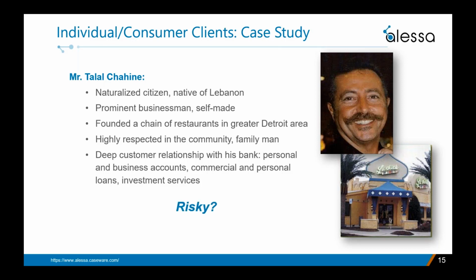Any reason to think he'd be a high-risk client? Well, probably not. He's well known and well respected. He has a legitimate business that's very successful, and he has a deep relationship with the bank with all of his different accounts and services. But here's what was really going on with Mr. Shaheen.